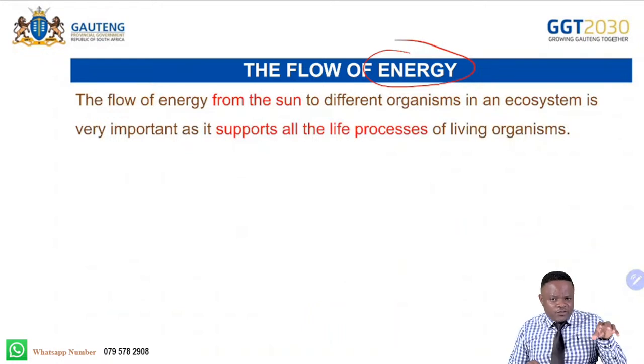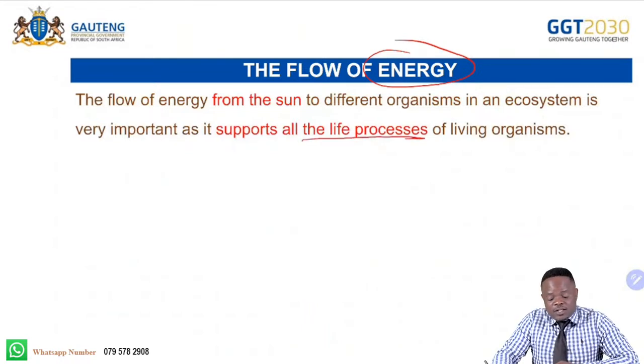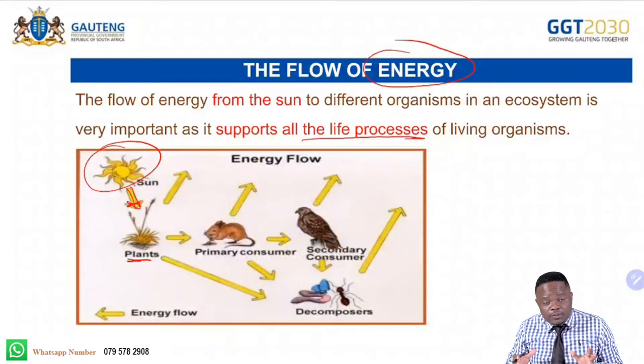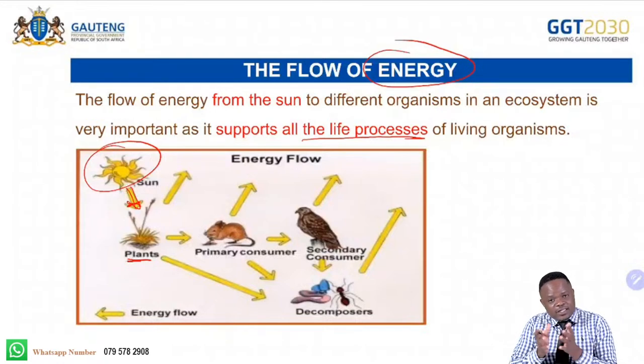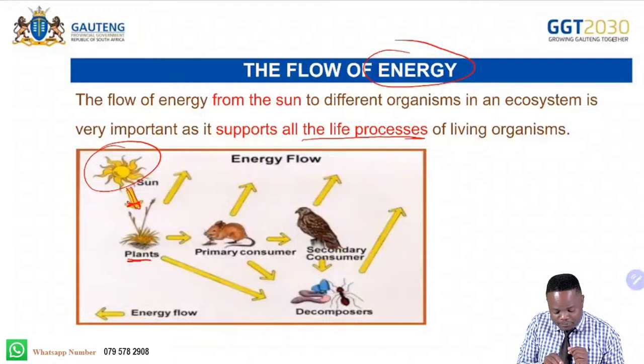So we have a flow of energy from the sun, and this energy is going to be used by the living organisms in the ecosystem to support all the life processes, right? The sun is going to release its energy, and this energy is going to be used by the plants for the process of photosynthesis. So we have the light energy, which is now going to be stored by the leaves of our plants. I want you to follow the directions of the flow of our energy. Look at the direction in which the arrows are going. From the sun, there is our energy going, and then from the plants, our energy goes to what we call the primary consumer.